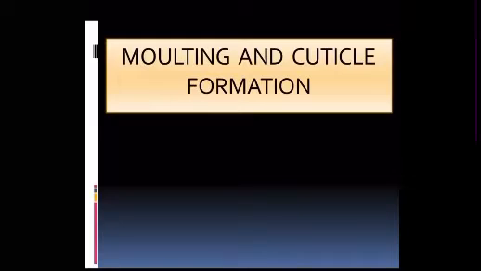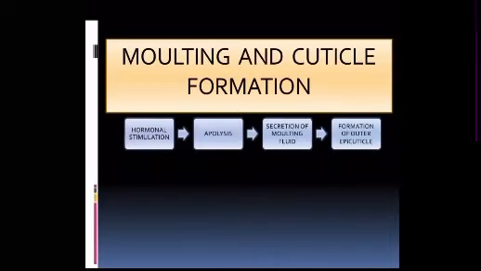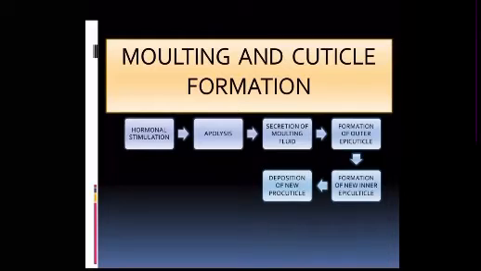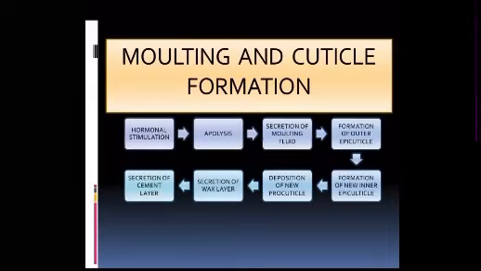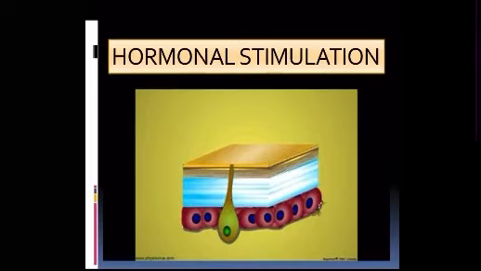Now let us review the events which take place during molting. These are the hormonal stimulation, then apolysis, secretion of molting fluid, formation of outer epicuticle, formation of new inner epicuticle, deposition of new procuticle, secretion of wax layer, secretion of cement layer, ecdysis, expansion of new cuticle, and hardening of the cuticle. The molting process begins when the epidermal cells are exposed to 20-hydroxyecdysone, the insect molting hormone.